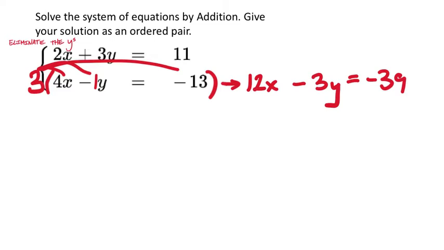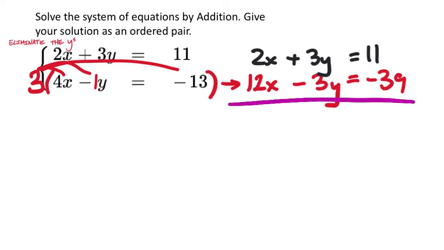We didn't do anything to the top equation, so that one just stays the same. 2x plus 3y equals 11. But now we can see that we have forced on our own the coefficients to be opposites. One is 3, one is -3. So now I can go and I can start adding these by like terms. Okay, so I got the 2x's plus the 12x's, which would be 14x's.